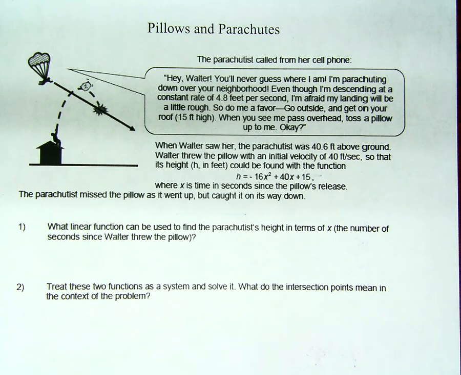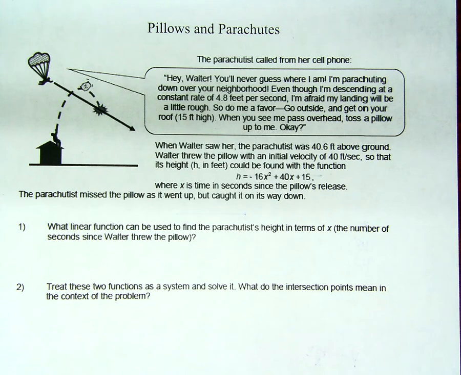A parachutist called from her cell phone. "Hey, Walter, you'll never guess where I am. I'm parachuting down over your neighborhood. Even though I'm descending at a constant rate of 4.5 feet per second, I'm afraid my landing will be a little rough. So please, can you do me a favor? Go outside and get on your roof. And when you see me, throw me a pillow." Okay?